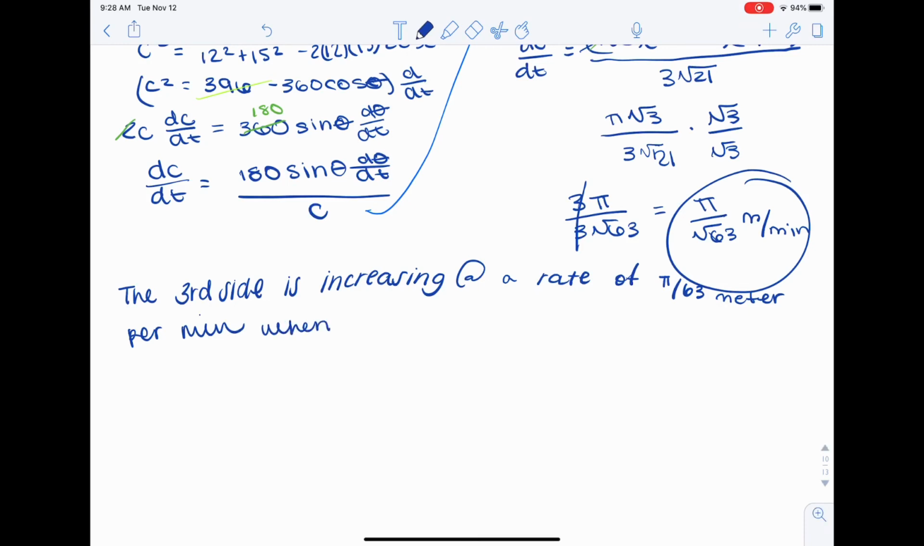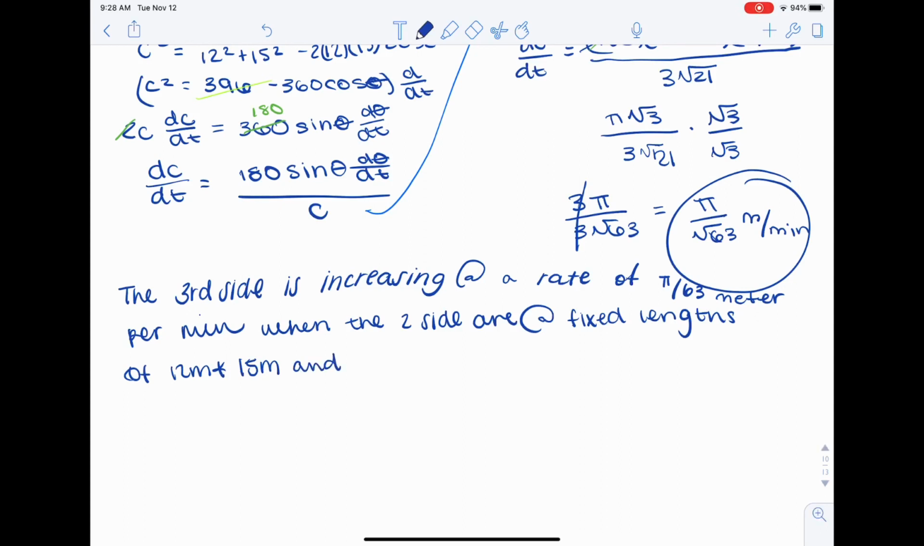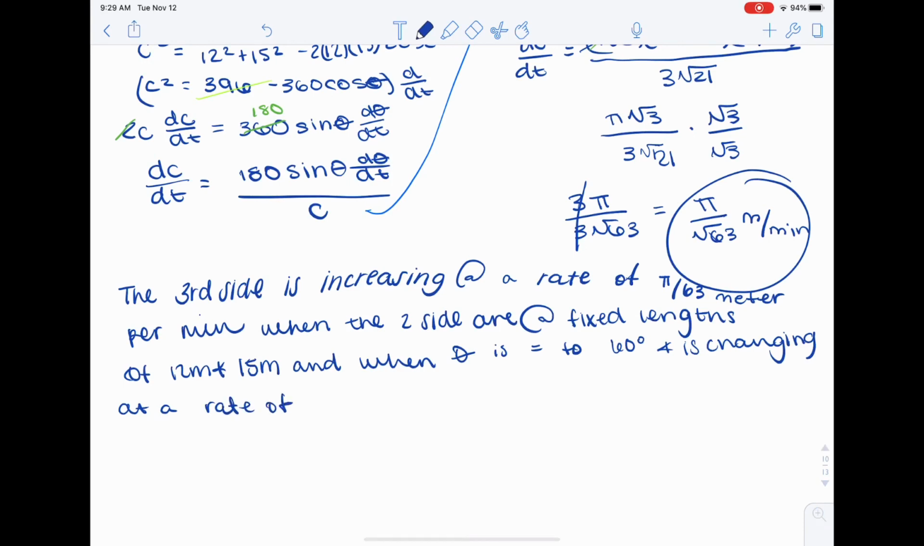when the two sides are at fixed lengths of 12 meters and 15 meters, and when theta is equal to 60 degrees and is changing at a rate of 2 degrees per minute. All right, there we go. That is it.